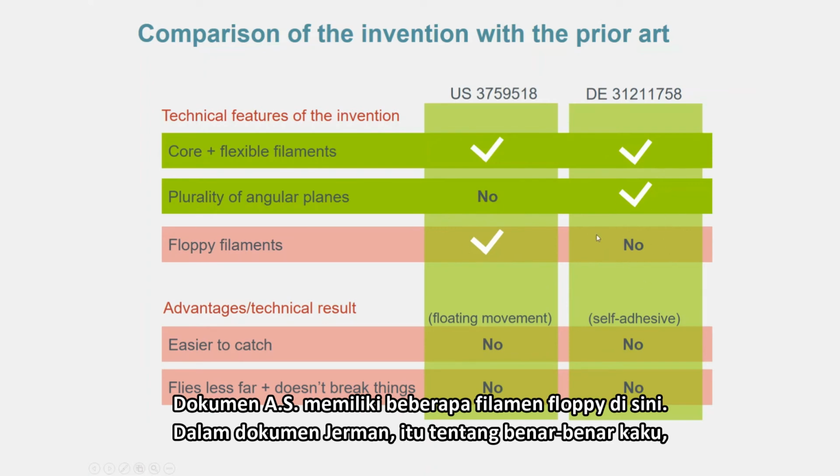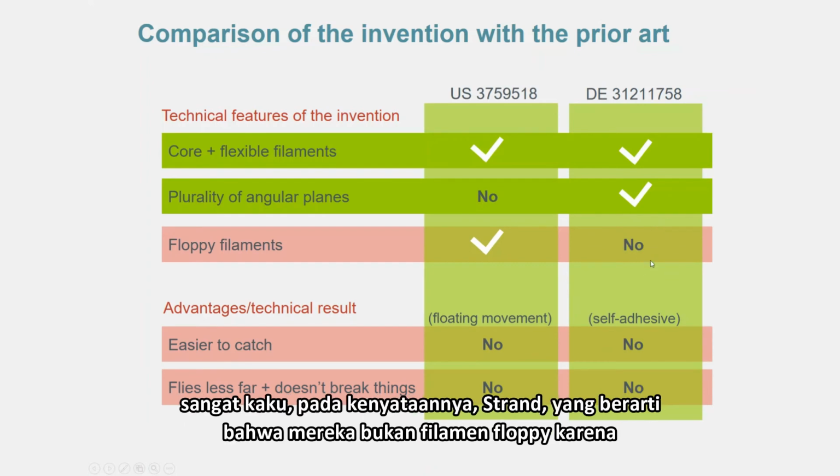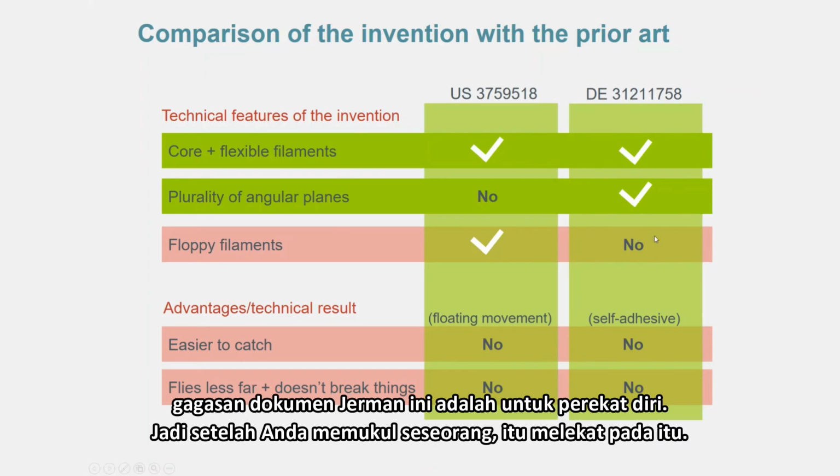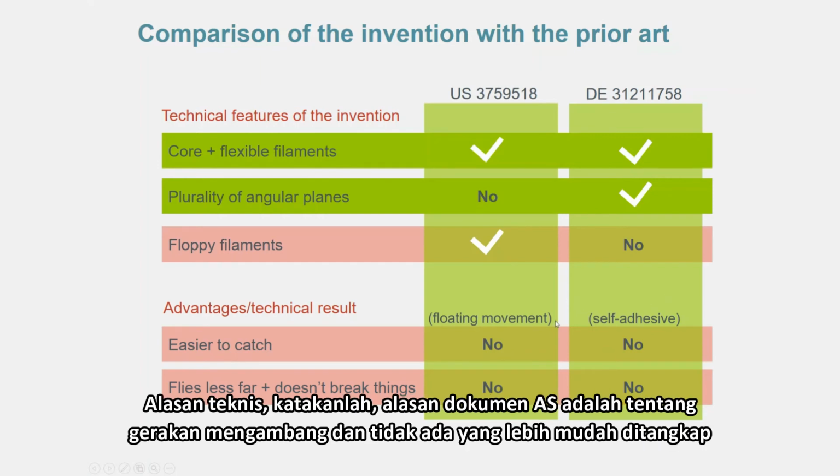Here, in the German document, it was actually about rigid, really rigid, strands, which means that there were no floppy filaments, because the idea of this German document is to be self-adhesive. So once you hit somewhere, it sticks to that. The technical, let's say, reason of the US document is about the floating movement.